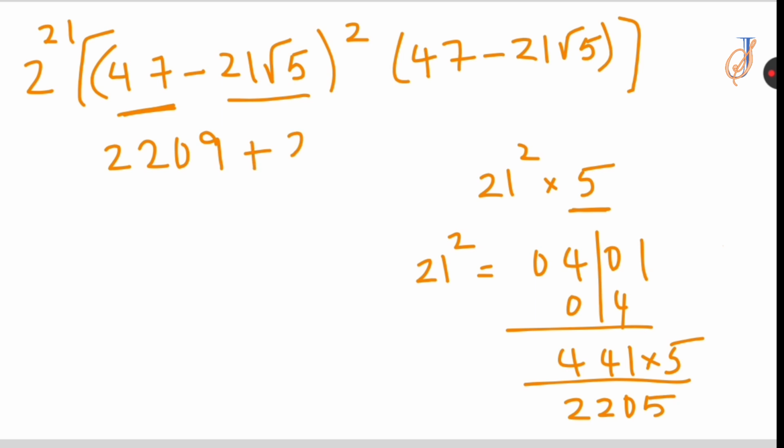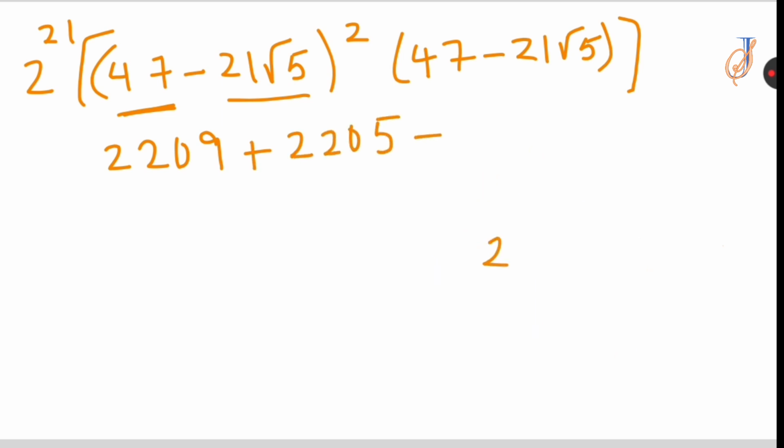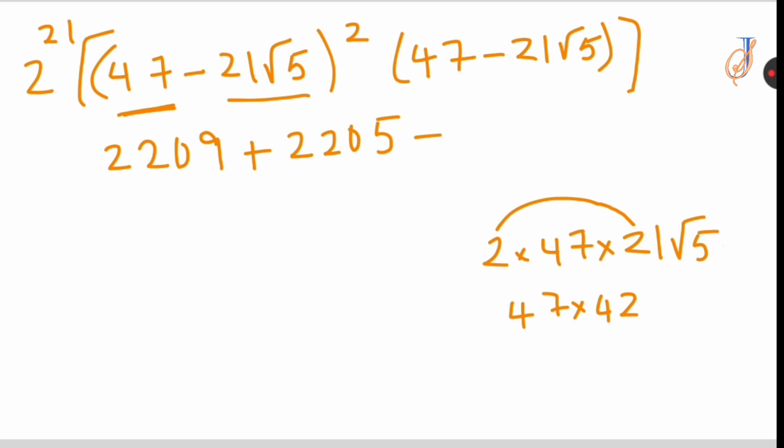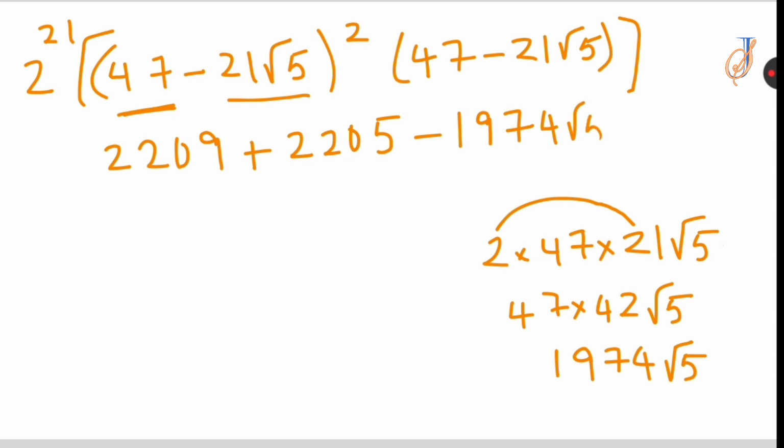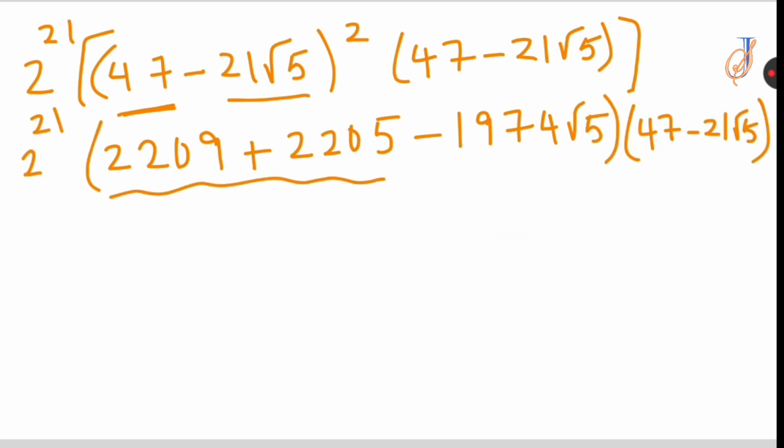2205. b square the value is 2205, minus 2ab. So 2 times 21 which gives 42. So 47 times 42 root 5. So after multiplying then you will get 1974 root 5. So here 1974 root 5. After adding these two then you will get 4414 minus here we have 1974 root 5.